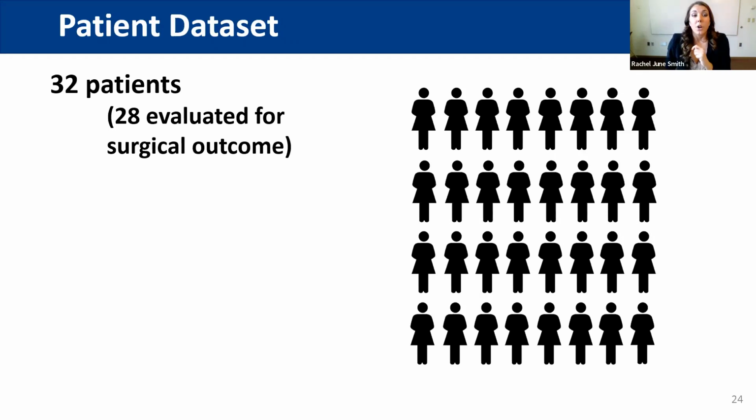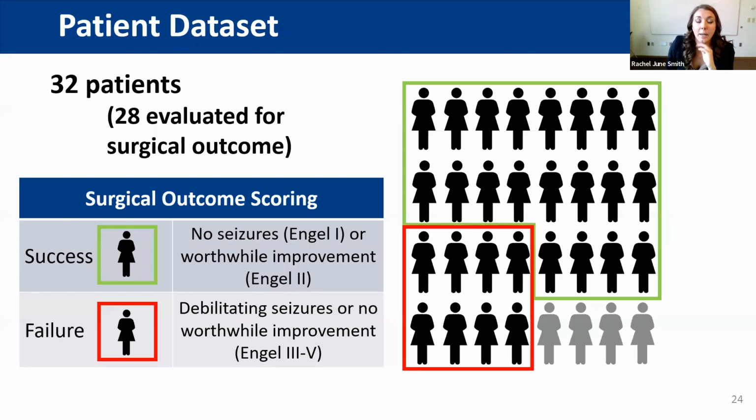To do this, we used a patient data set of 32 patients, and 28 patients were evaluated for surgical outcome after 1 year. We did all this at Johns Hopkins. 20 of our 28 patients were surgical successes, meaning that after surgery they did not have any seizures anymore, or they had only a few, and it was a significant improvement. There were 8 that were surgical failures, meaning that they did not do well after surgery, right? And the 4 we're still waiting to hear back from because it's been less than a year.